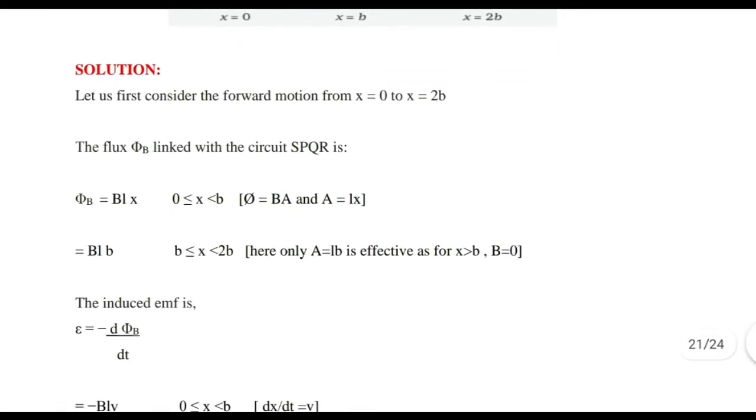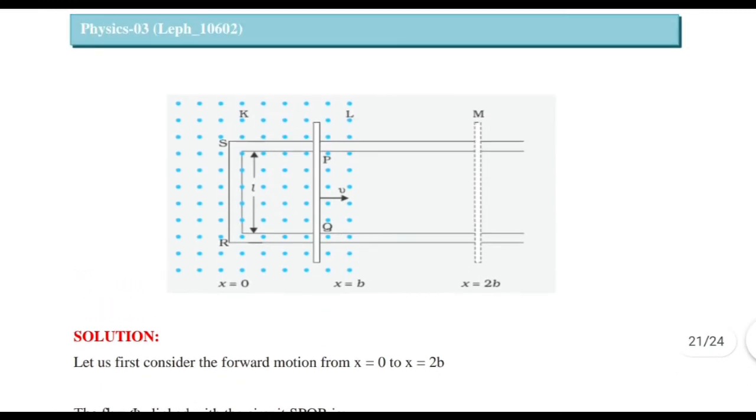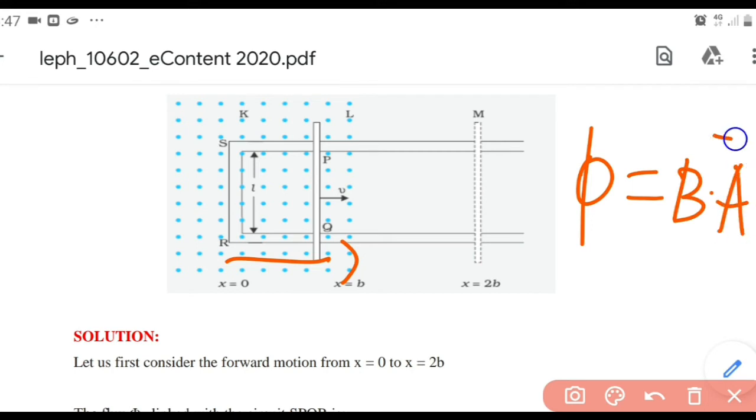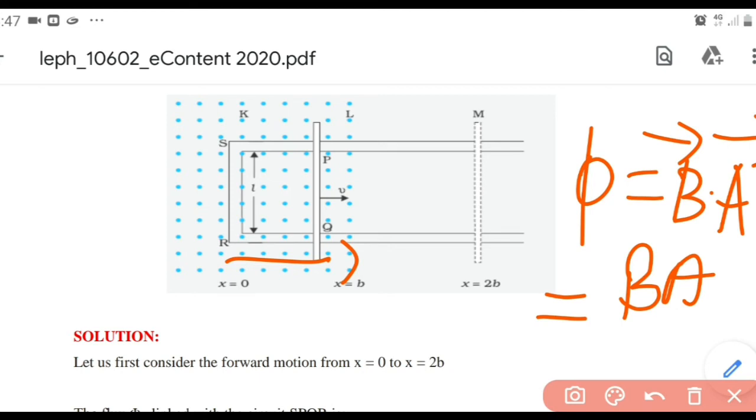So when we find the flux, we know the magnetic field is there only from x equal to 0 to x equal to b. When the conductor is moved from x equal to 0 to x equal to b, you know the expression for flux is phi is equal to B dot A. Since here B and the area vector A are in the same direction, phi becomes BA. Here what is A?